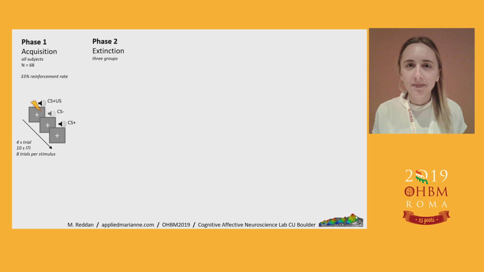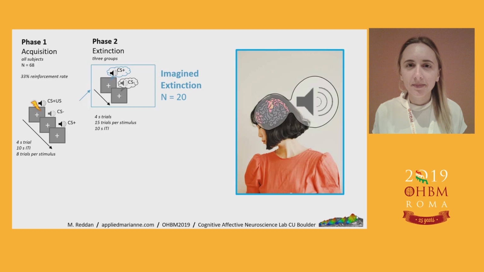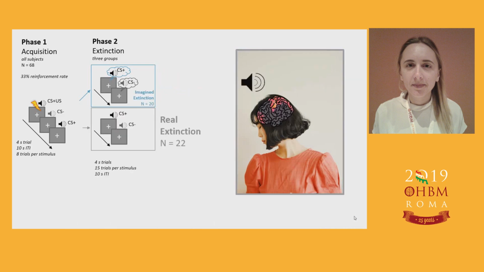Then the subjects are divided into one of three groups. The first group is the group of interest, and so this is the imagined extinction group, and they're cued to imagine those tones that they just heard repeatedly, and they receive no shocks. And then there's a real extinction group as a control, and they hear the tones repeatedly without shock.